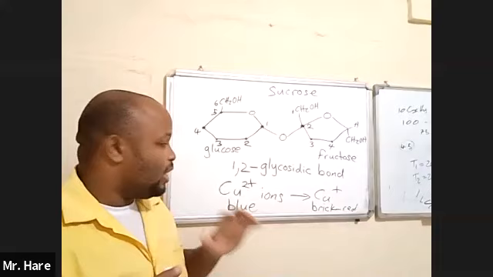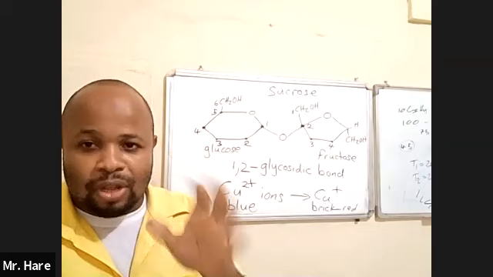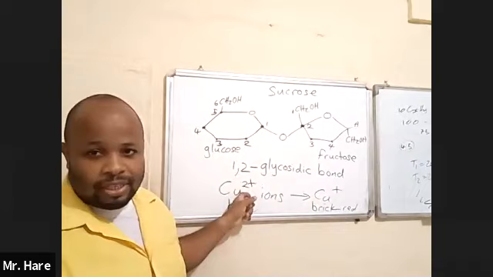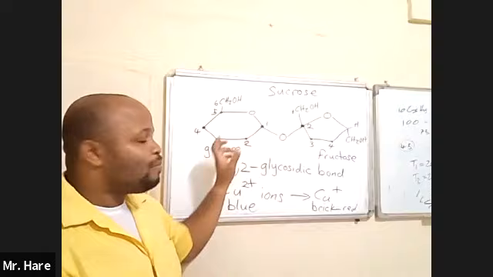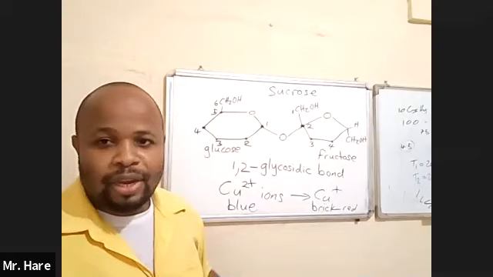Right, so once you get a color change, as long as it changes from blue to green, sugar is present. What affects the intensity of the color change is the amount of sugar that is present. If you don't have enough sugar, you cannot reduce enough of these to get enough of these. So if a small amount of sugar is present, only a small amount of the copper two ions will be reduced. So you will not get a brick red color. You might get a green or a yellow color.